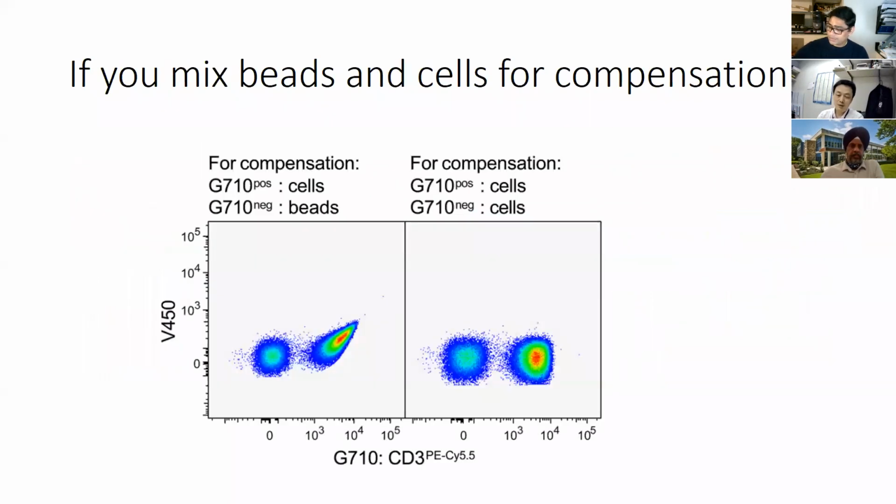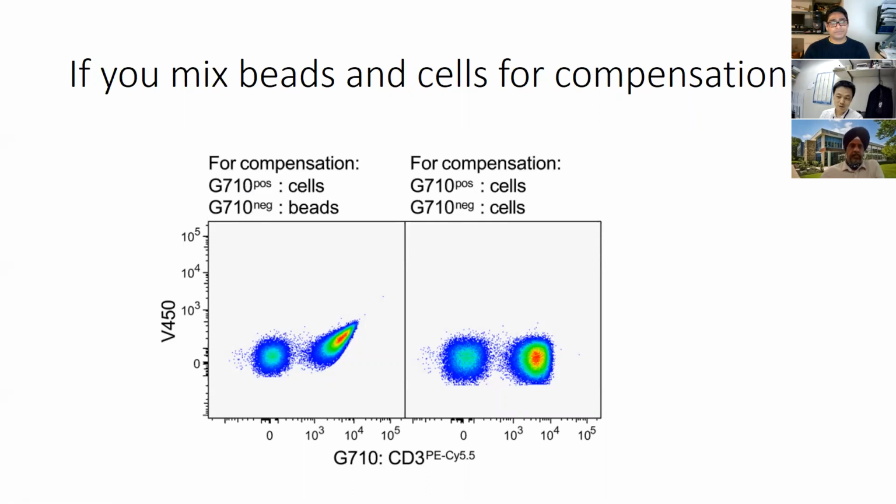So I have an example here. There are two colors for compensation. One is V450, another one is PerCP-Cy5.5. You will use both cells for compensation. So it looks good. But if you use negative ones with cells and positive controls with beads, after doing the compensation, you run your samples. It looks like this.